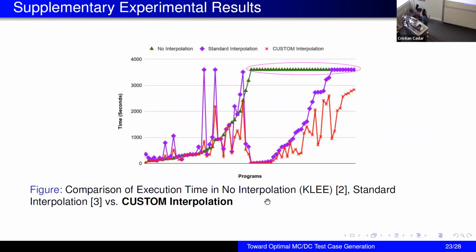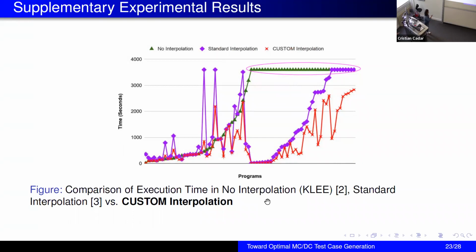Now there is a comparison of time between KLEE, standard interpolation, and custom interpolation. So we can see that in this print, eclipse over, the timeout happened for so many programs for KLEE, and there are some programs on which timeout happened for standard interpolation, but we can see that custom is able to finish in all the programs. Okay, and these are a subset of programs from those 210 programs.